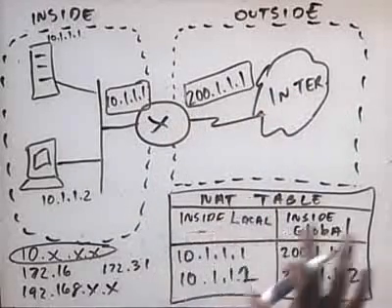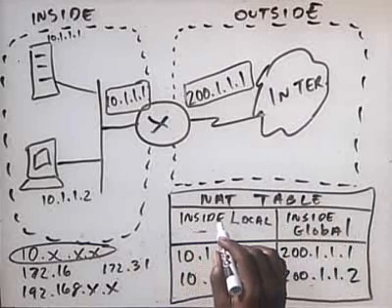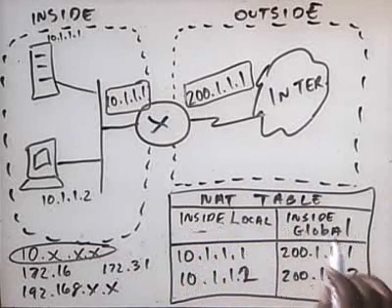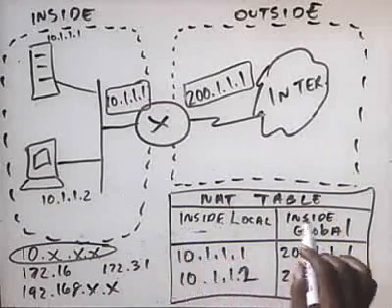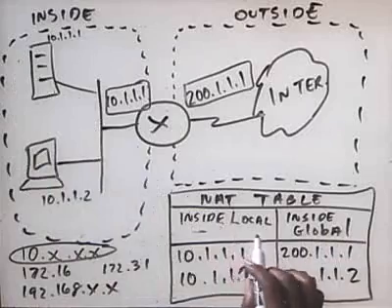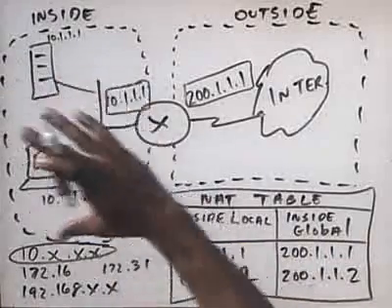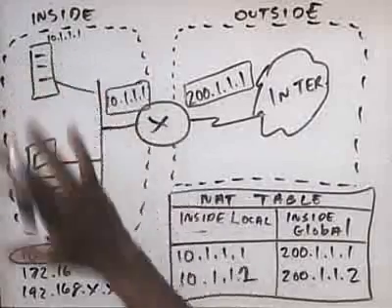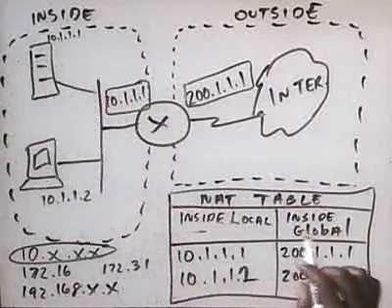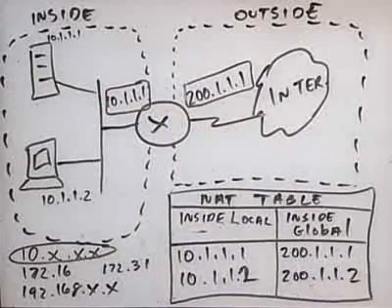Notice that the router is using what's called a NAT table, where it maps inside local addresses to inside global addresses. Inside refers to the location of the actual device, and local means this will be the address that's used when the packet is local to our network, and the other address would be used globally out on the internet.